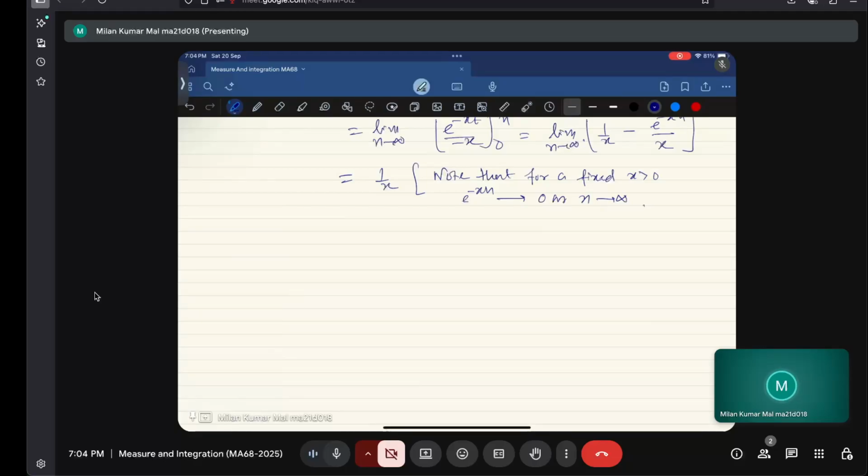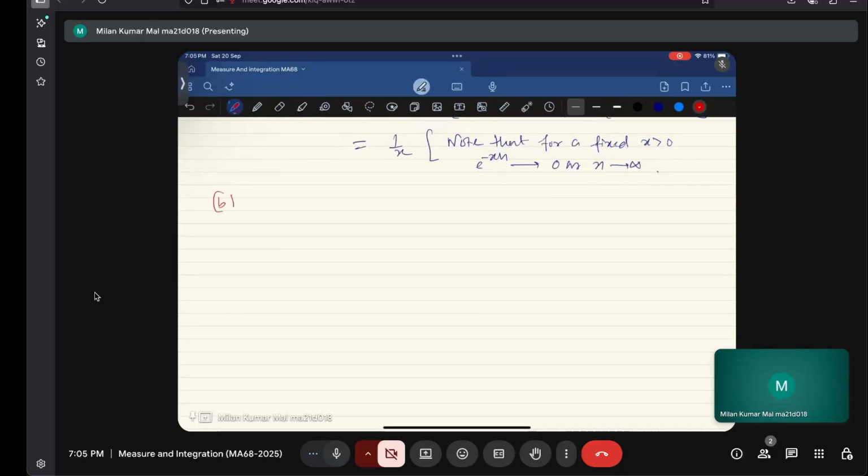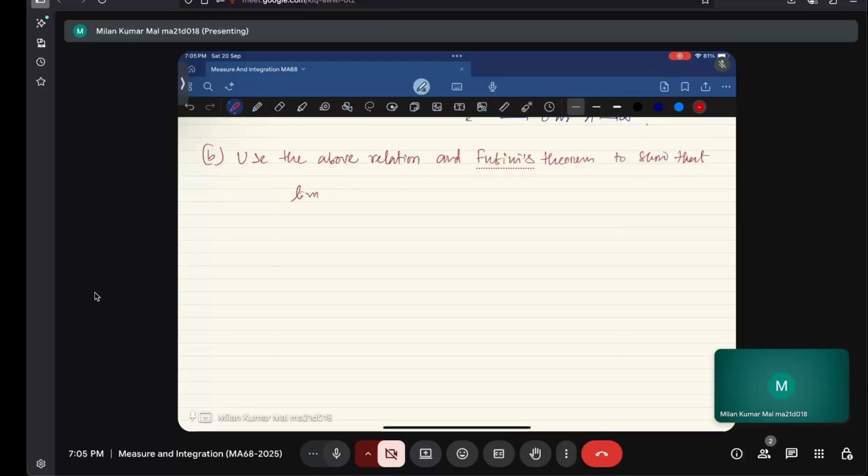For fixed x greater than 0, here x greater than 0 is used heavily. And now for the other part, part B. Part B says use the above relation and Fubini's theorem to show that limit r tends to plus infinity of the integral from 0 to r of sin x by x dx is equal to pi by 2. So here we have to use Fubini's theorem.